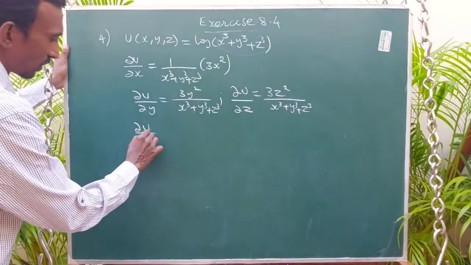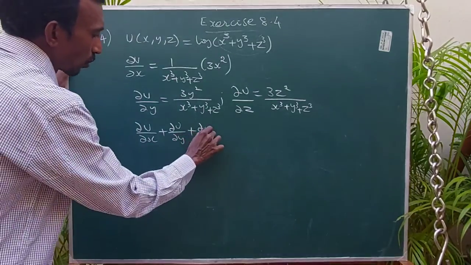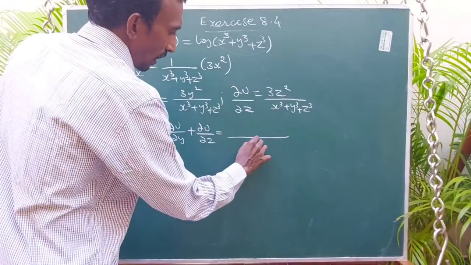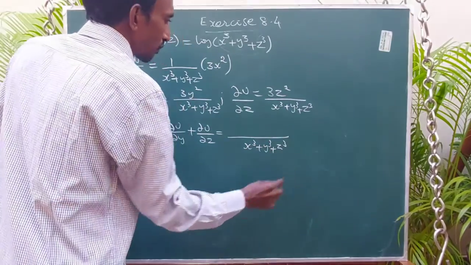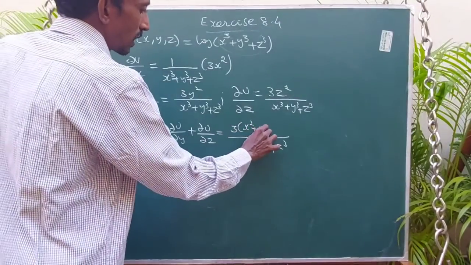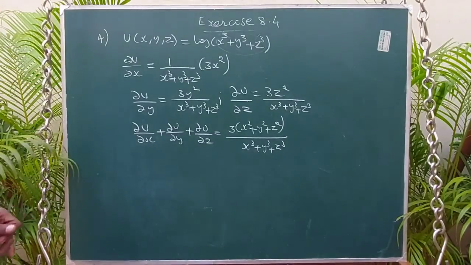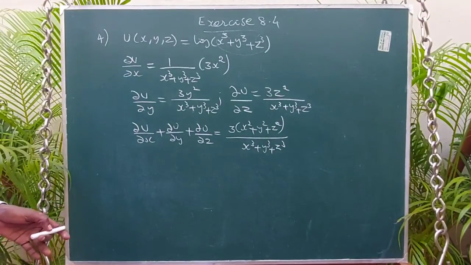Now the sum of the three: dou u by dou x plus dou u by dou y plus dou u by dou z. Sum of the three, the same denominator, so we can sum up the numerator. And also 3 is common. So 3 into (x square plus y square plus z square) by x cube plus y cube plus z cube. It is a very simple problem.